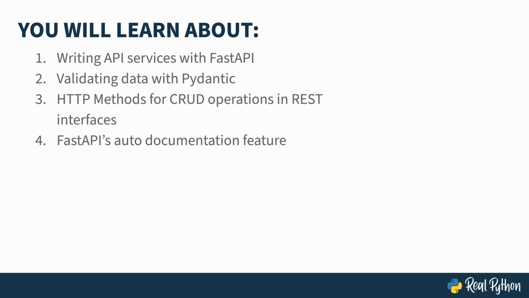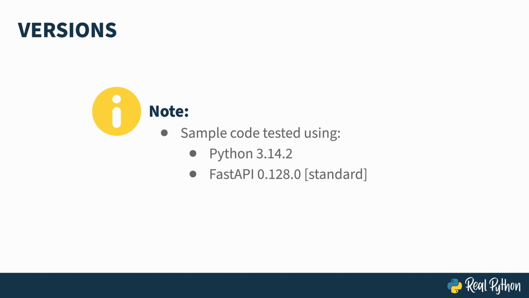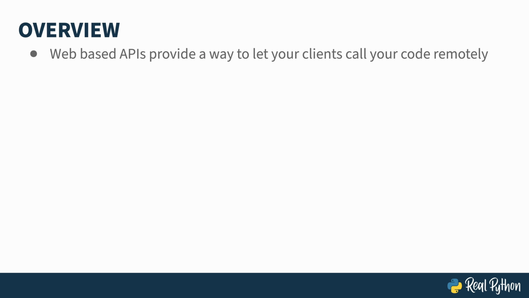your API service. The code in this course was tested using Python 3.14.2 and the standard FastAPI package, version 0.128.0. I'm not doing anything terribly fancy, so if you're not using the latest, you're probably okay if you stick with a supported version. The web can be more than just web pages.